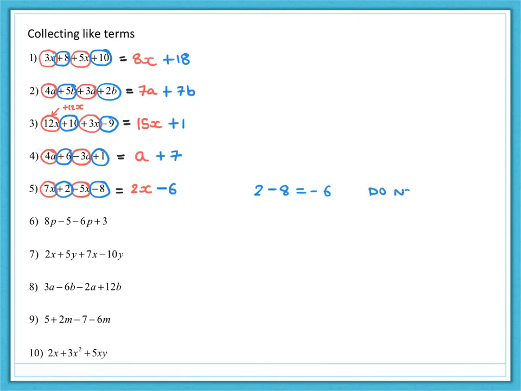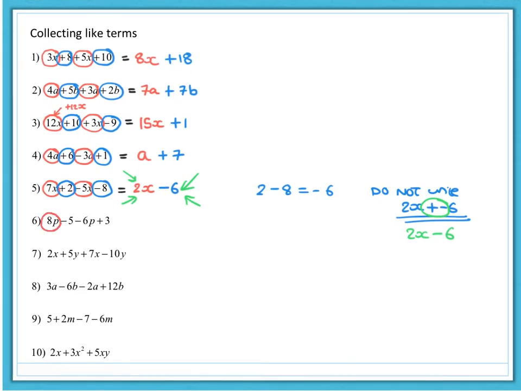Do not write 2x add a negative 6. That's a really messy way of writing out an answer, and plus minus together like that simply means minus, so we may as well just write 2x minus 6. That is the best answer here. So this is why you have to be very careful with your negatives.